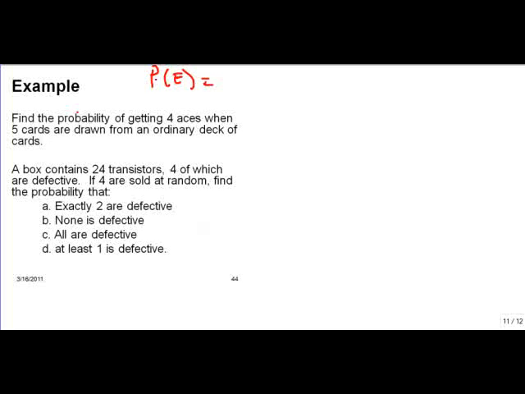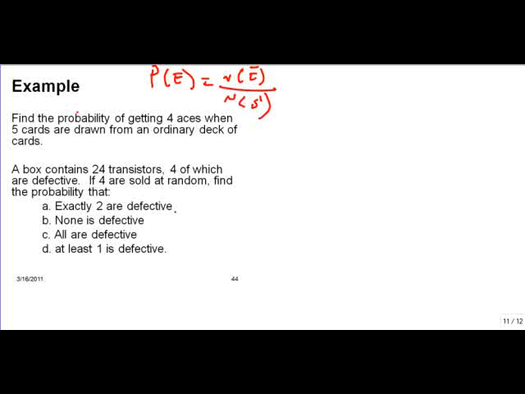So again, using the fact that we have the number of ways an event can occur divided by all possible outcomes, all possible outcomes is going to be n choose however many you're going to get. So in this case, our denominator for each one of these is always going to be 24 choose 4. So let's take a look.